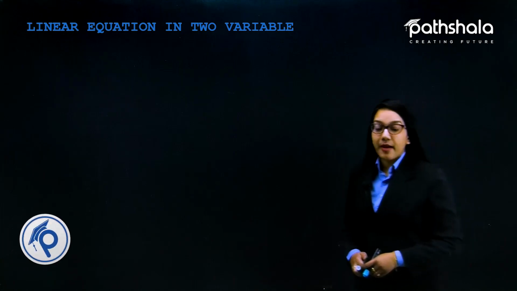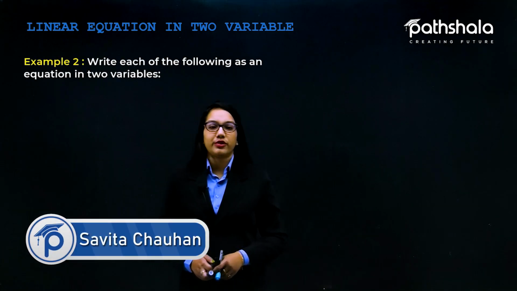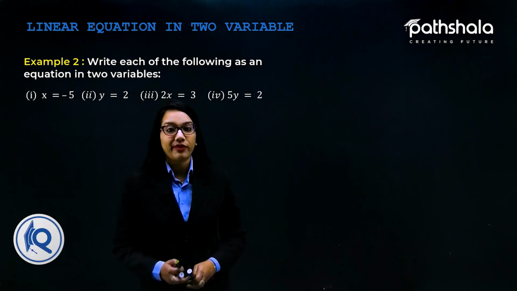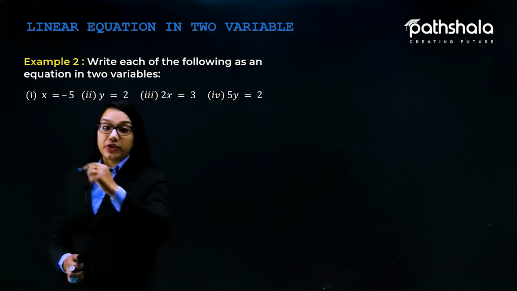Now let's see example number 2. Example number 2 says write each of the following as an equation in two variables. The first part is x is equal to minus 5. Now let's express all of these as a linear equation in two variables.